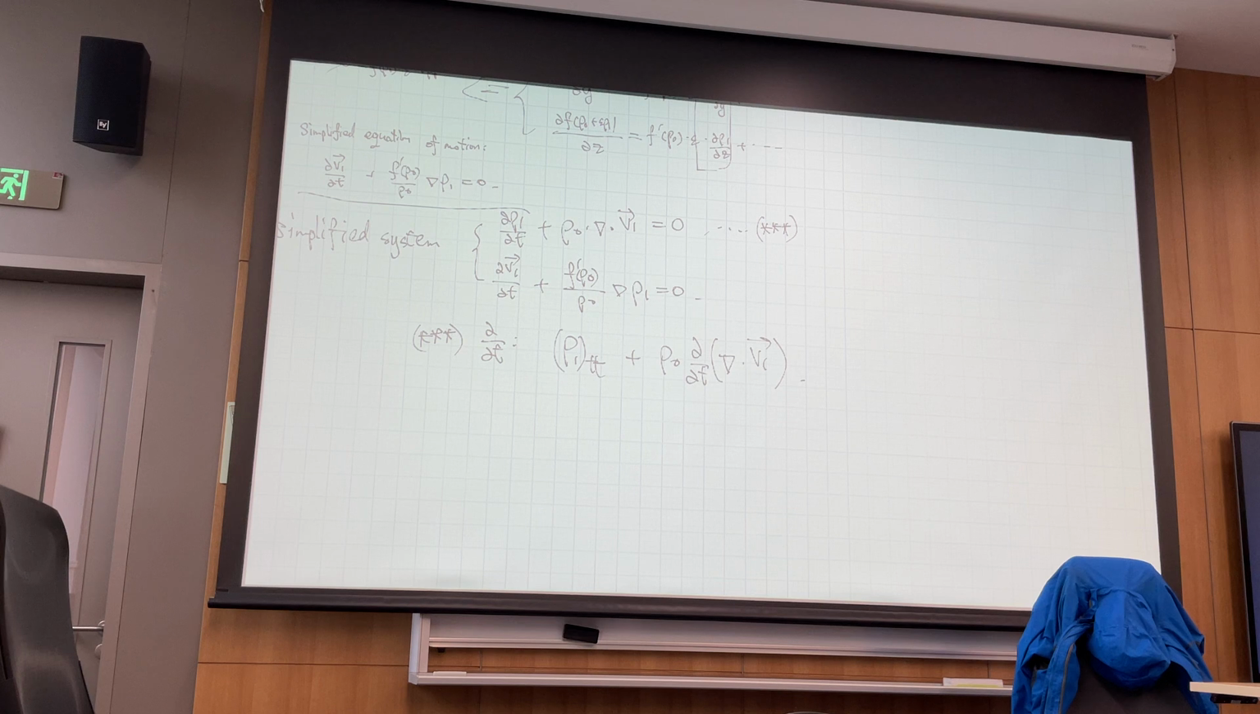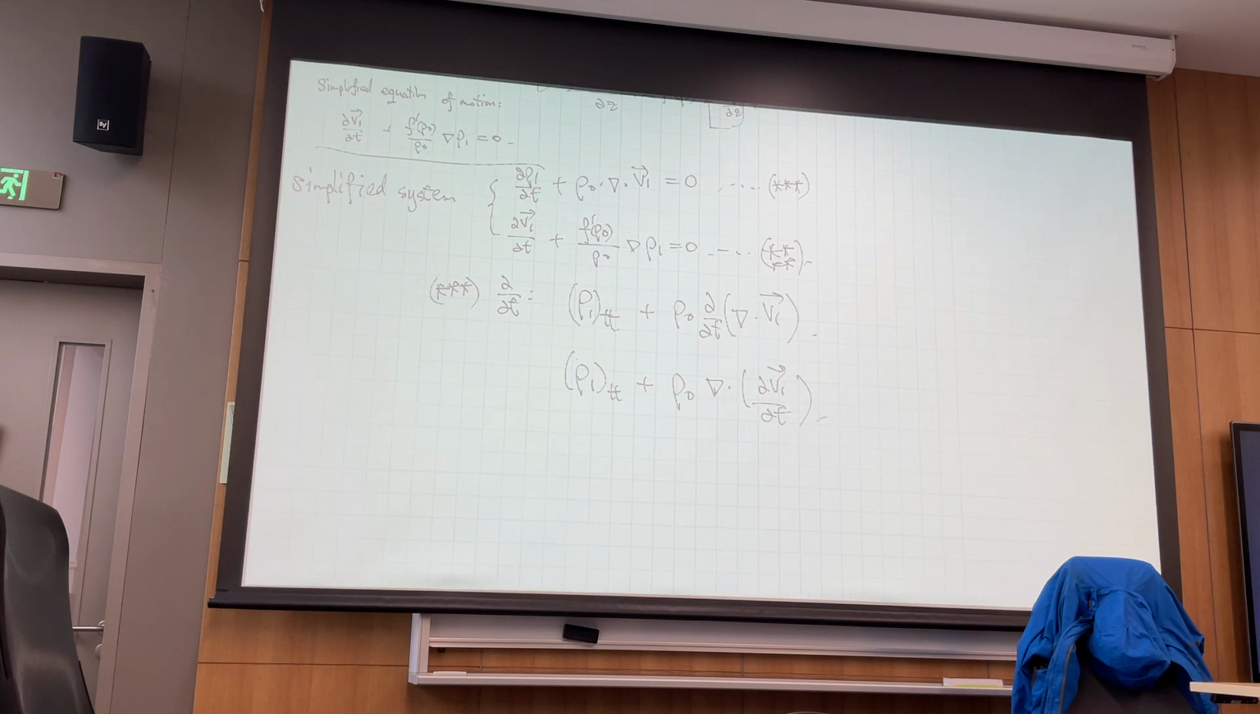Okay? So now what we have is rho 1 tt, plus rho 0, now it's going to be the divergence of partial v1 partial t. Okay, now the second equation, which is my equation star, star, star, star, will get involved because it's exactly about partial v1 partial t.